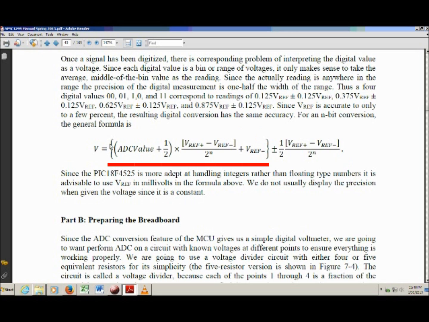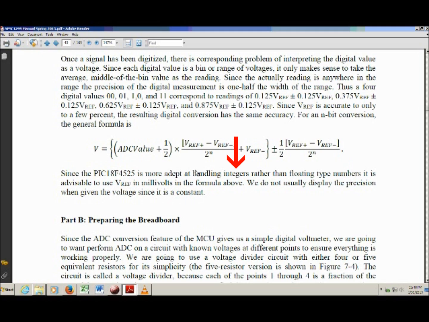So everything here in the curly braces is our best guess for what the voltage was, based on the digital value that was preserved for us. Over here, this is the uncertainty on that value, and again, you'll notice that here is the size of the bin, Vref plus minus Vref minus divided by the number of bins. So they're saying that the uncertainty is just plus or minus 1/2 the size of one bin, which makes sense given that we assume the voltage ran right along the center of the bin.